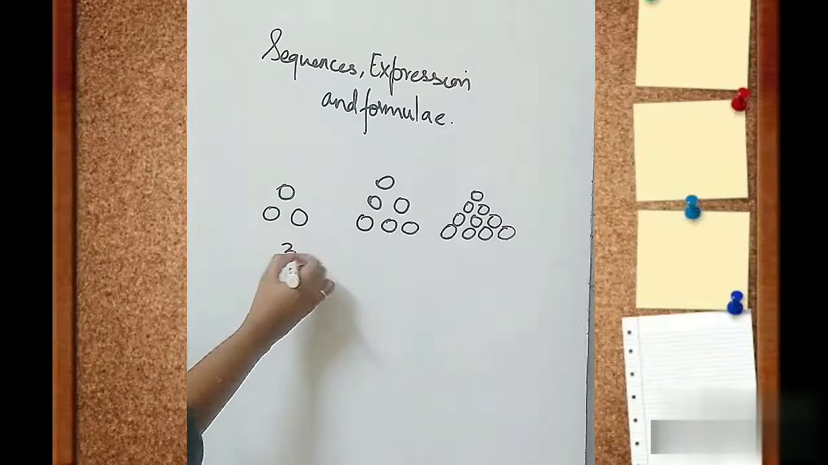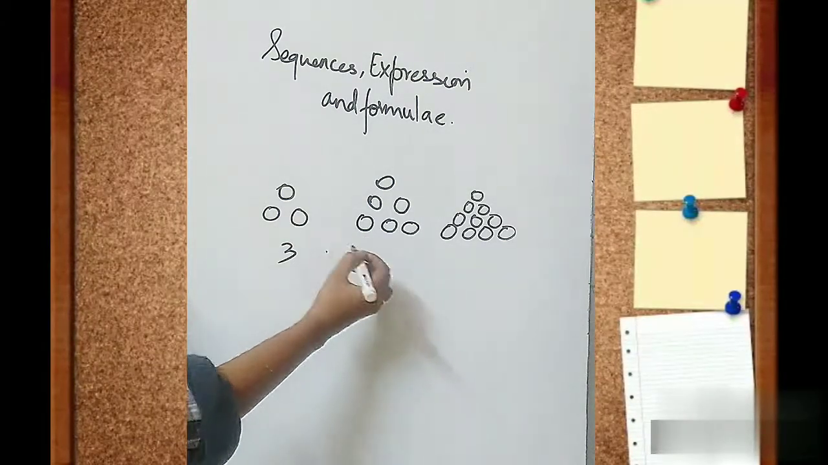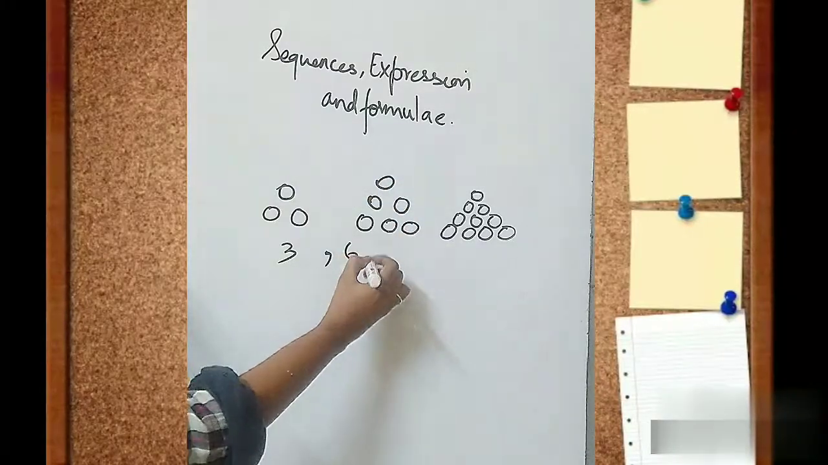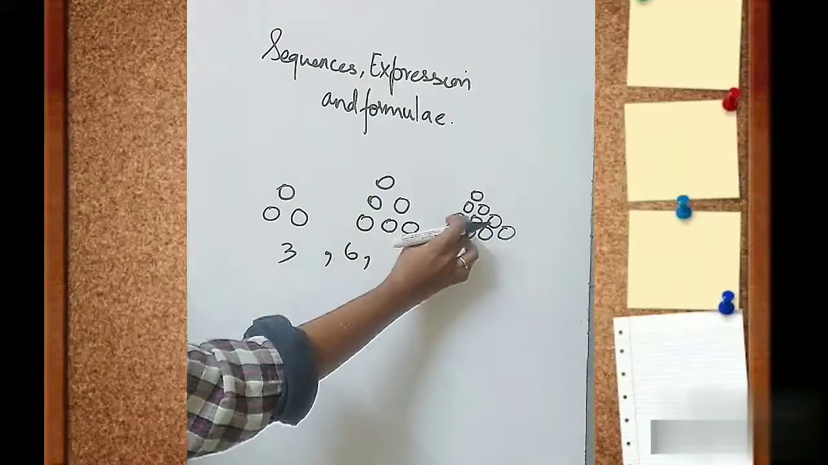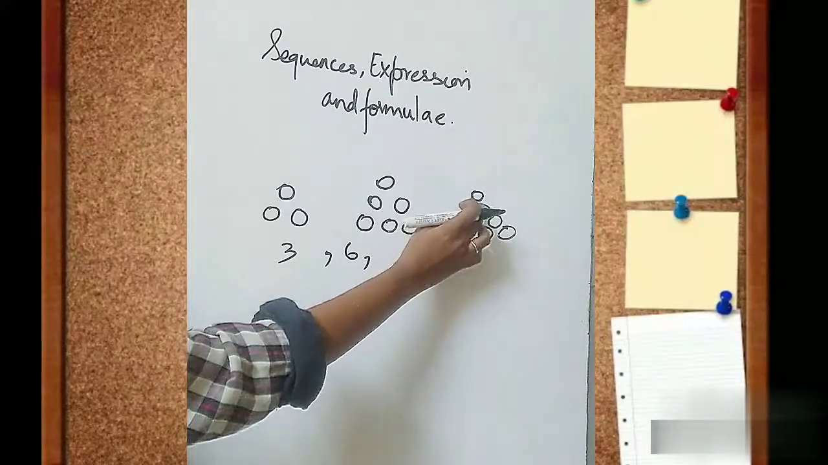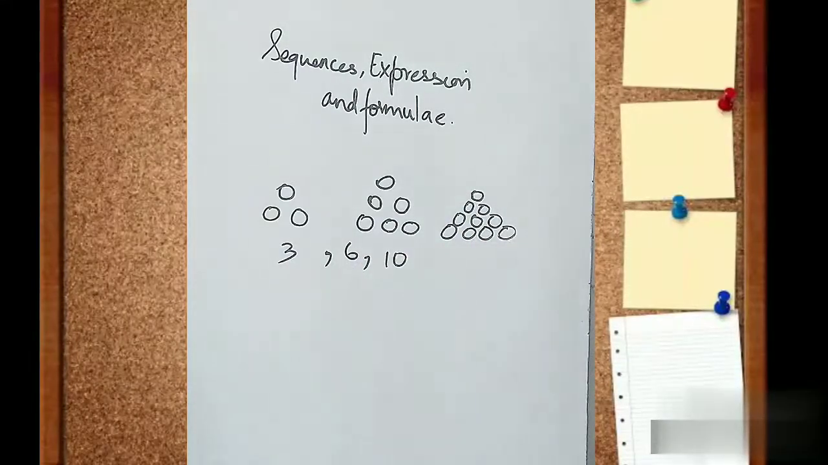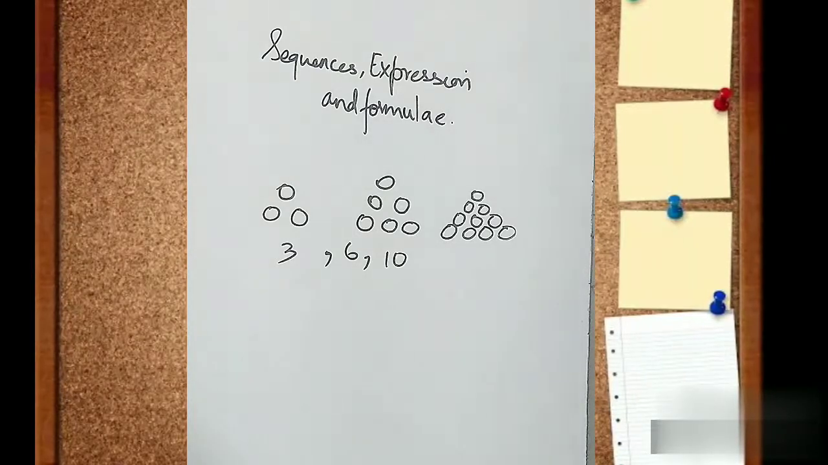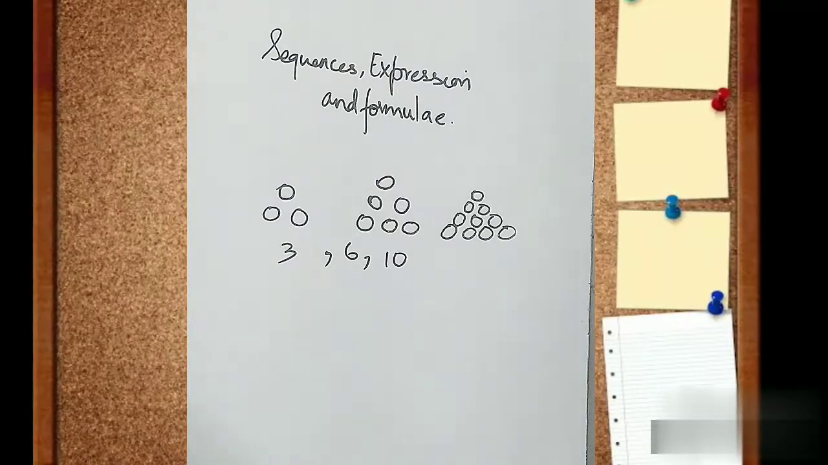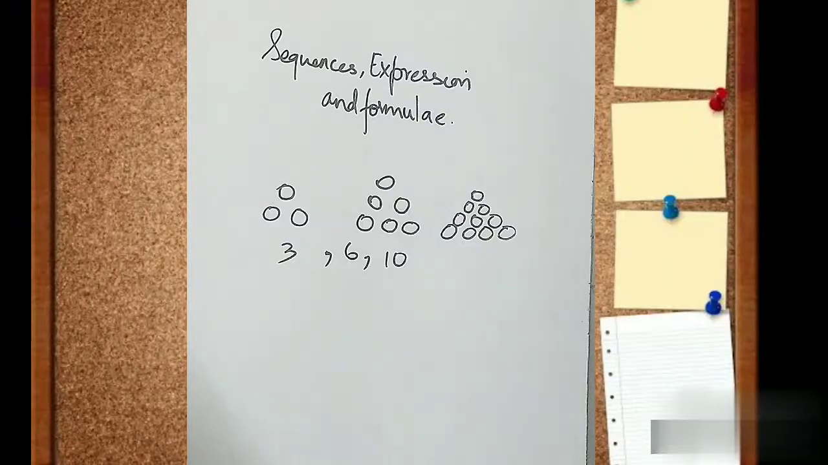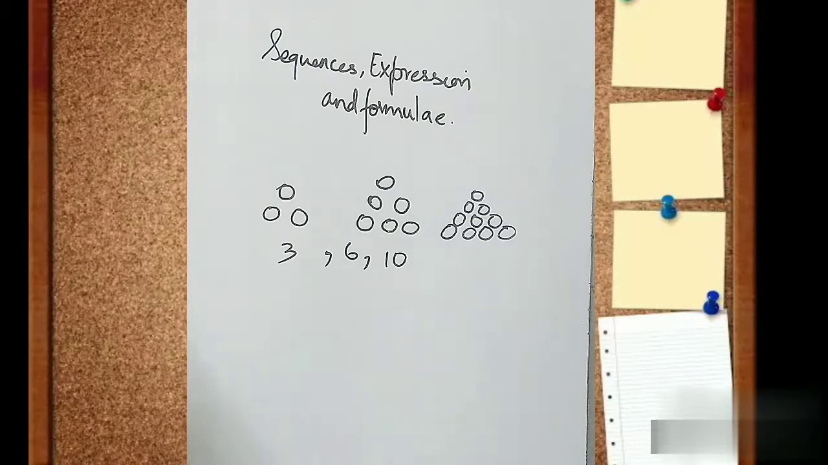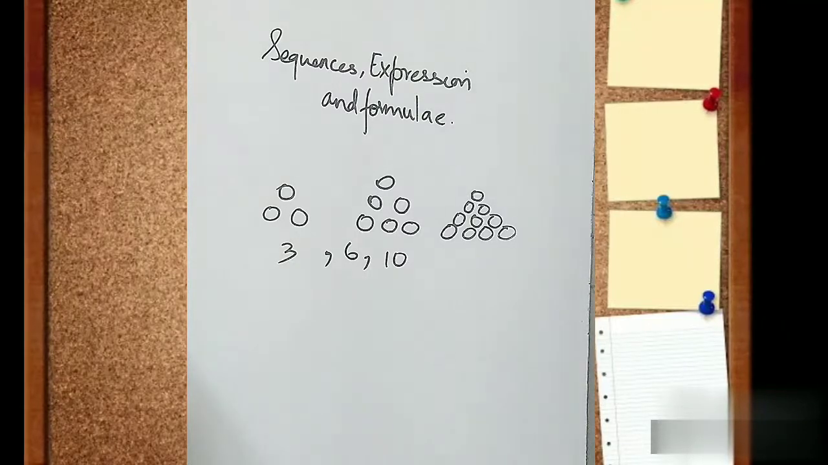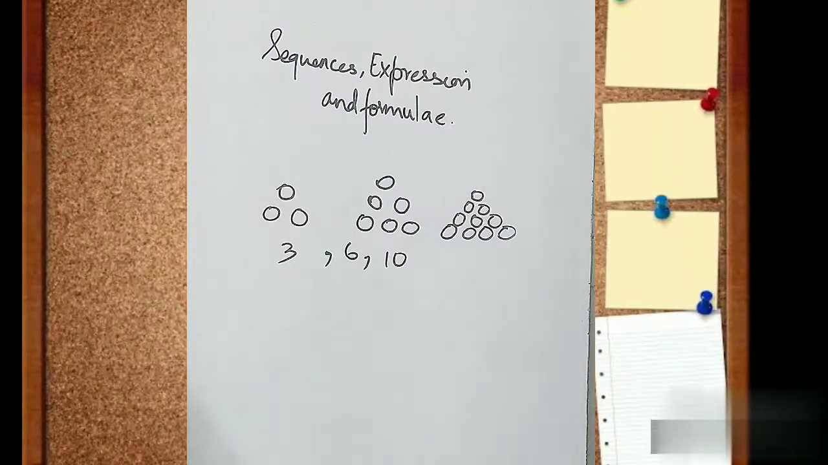So how many balls? This is 3, this is 1 2 3 4 5 6, 6, 1 2 3 4 5 6 7, 10. So this type of pattern also you can observe, student. It is not necessary that the pattern or the sequence should be number wise also. Okay, I hope you understood this part. Now we'll see the next one.